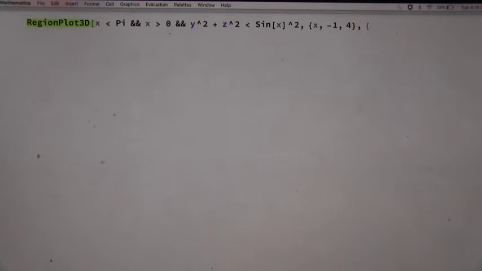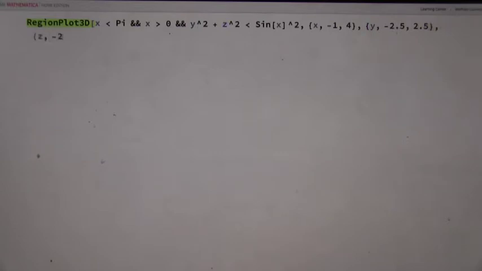The y and z will be between minus 1 and 1, but I want it to be 5 long, so I'll go from minus 2.5 to 2.5. Am I still on screen, by the way? Yes. Z goes from minus 2.5 to 2.5, and the only reason I'm doing that is to make it undistorted. Plot points: let's just do 100 at the beginning.